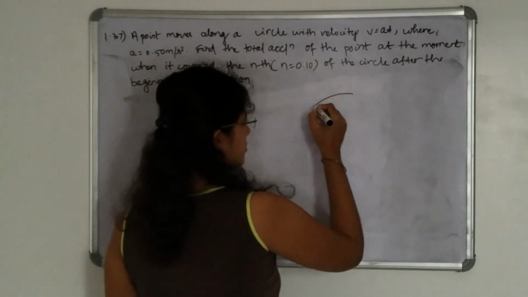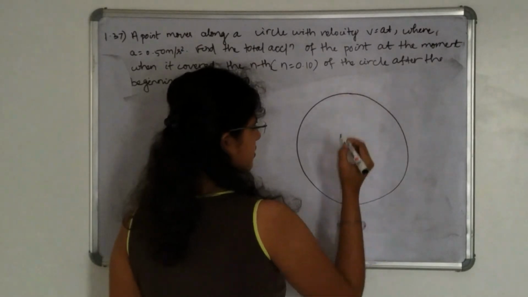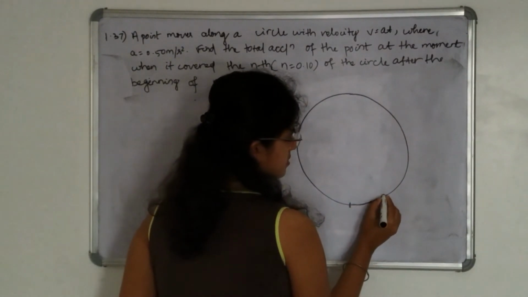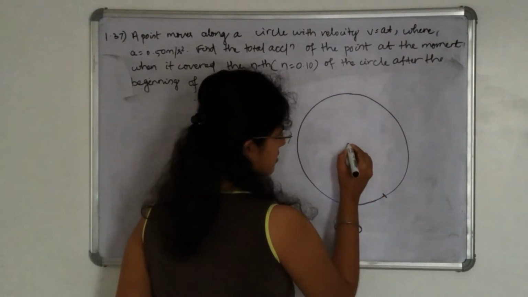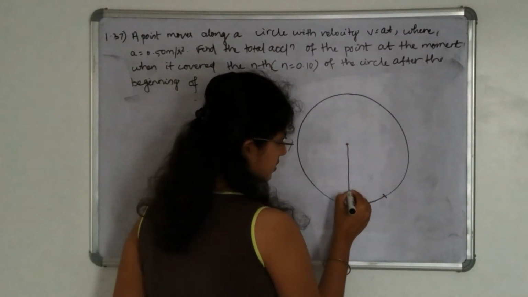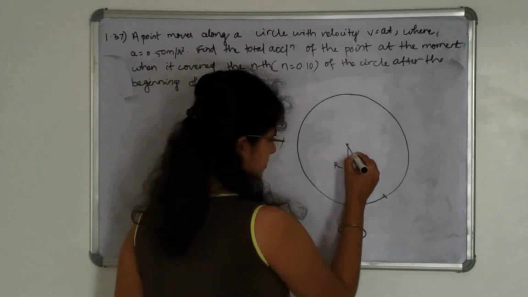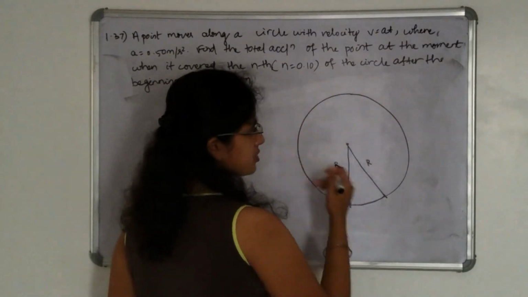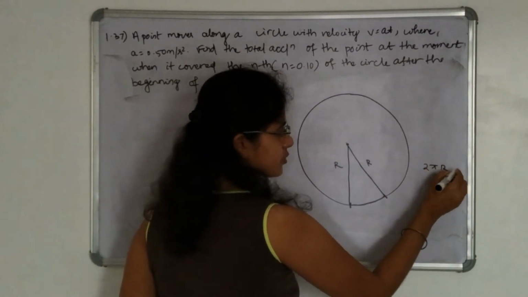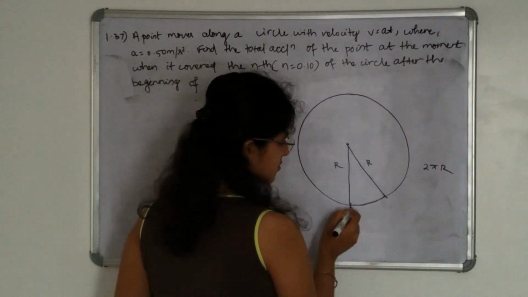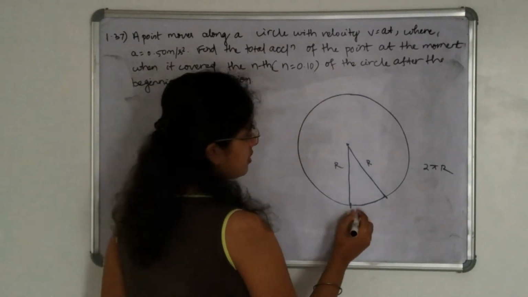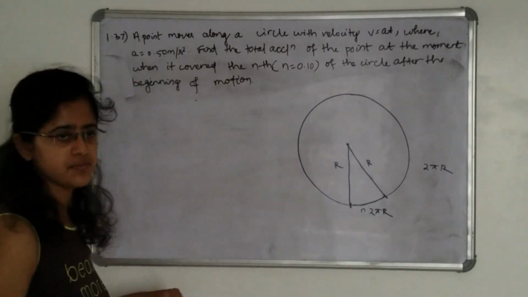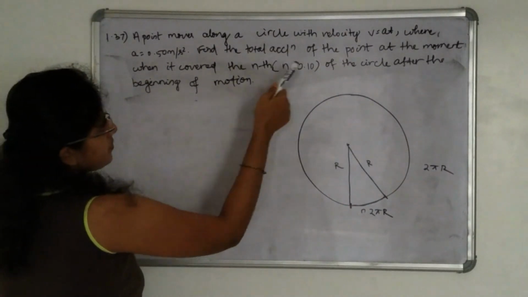Okay, so this is a circle. A point, let us say, starts from this point and covers this much path. This is the center of the circle. This is the radius. If the point covers the full circle, then this will be 2 pi r. Only this much of the circle means n-th of the circle, that means n into 2 pi r. It covers only this much path. So v is equal to a t.